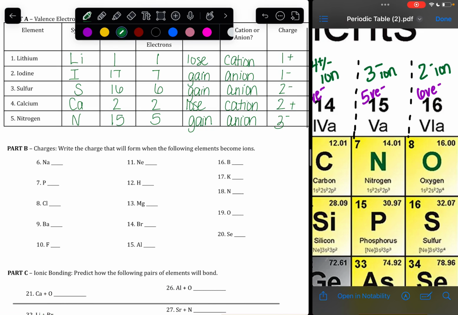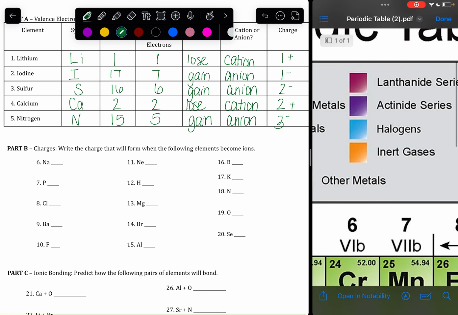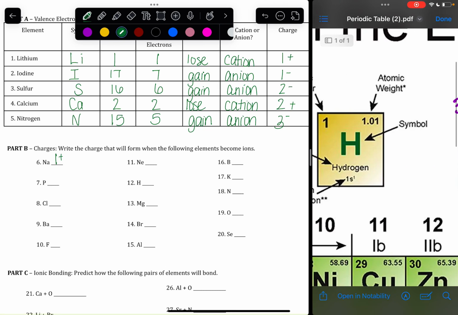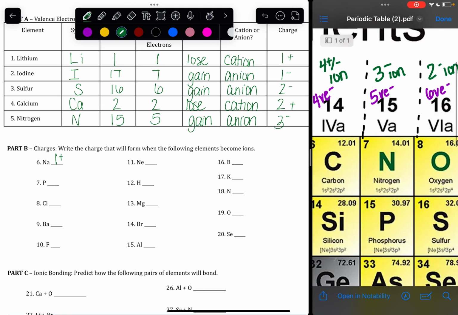For the next part, we're just looking for the element on our periodic table and figuring out what its charge is. And like I said before, you should have this information on your periodic table, and this should be super quick and easy. Sodium is number 11. Sodium is in group 1. It is a 1 plus ion. Phosphorus is number 15. Phosphorus is in group 15. It is a 3 minus ion.